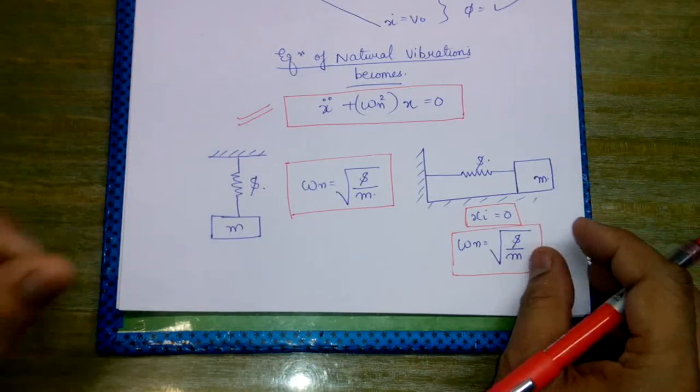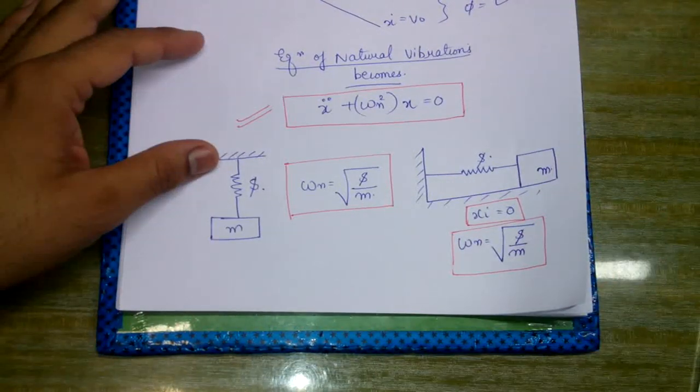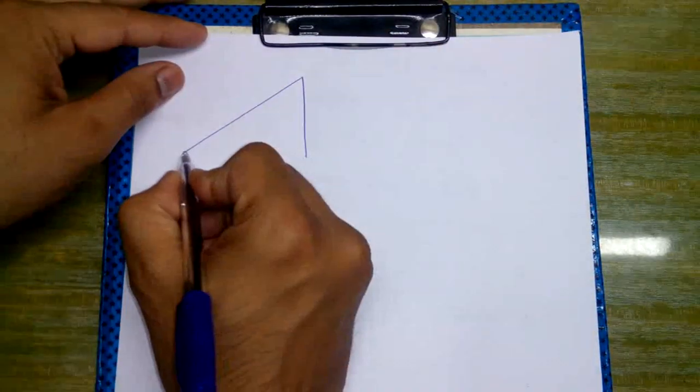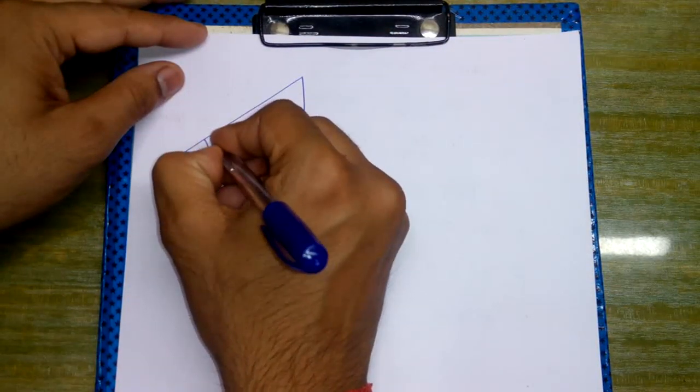Okay, now if we have another configuration, say we have a system like this. This is a wedge having an angle theta.